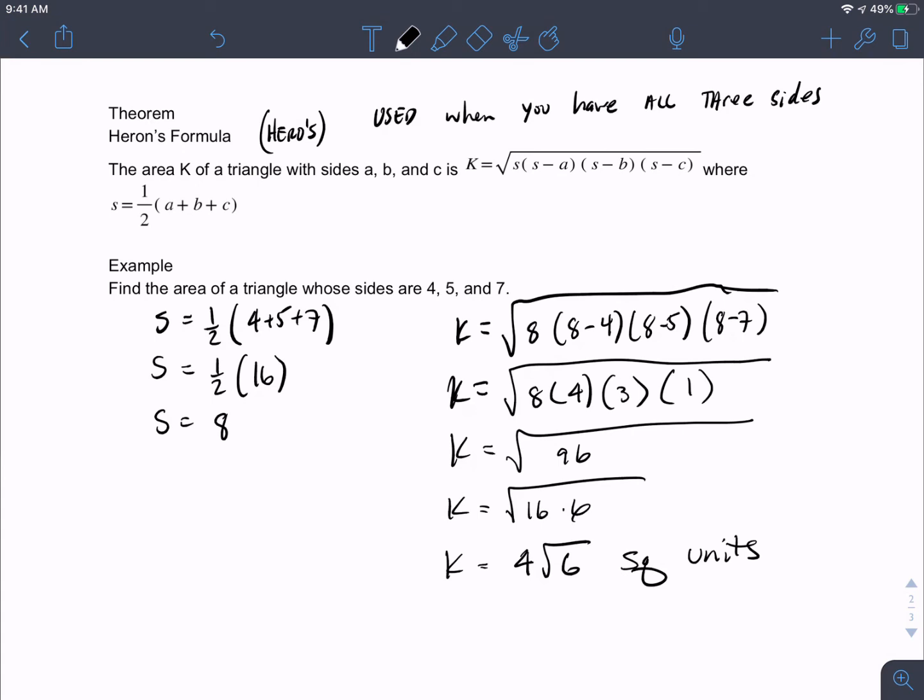These are the two formulas that we're going to be using in section 4 of chapter 4.